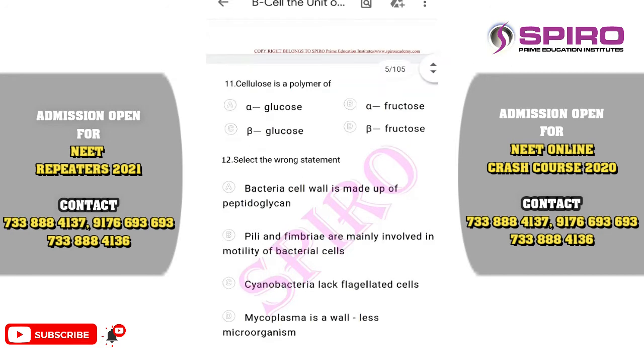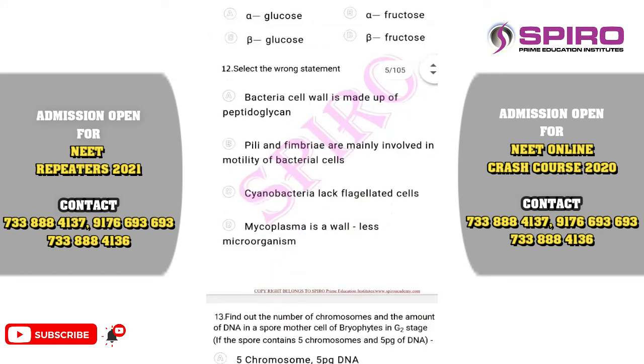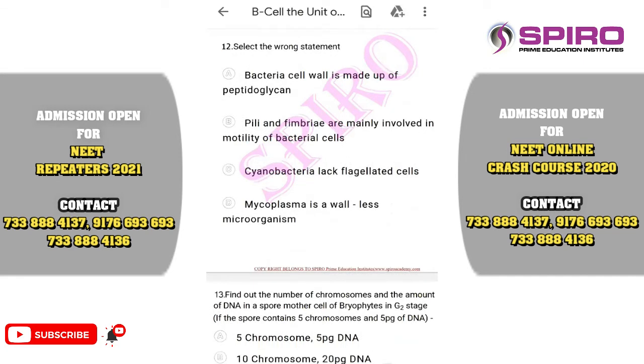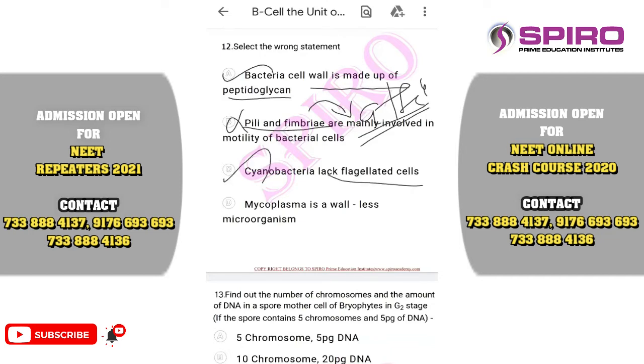Proceeding to the next question, find the wrong statement. Bacterial cell wall is made up of peptidoglycan. Yes, it is the correct statement. Pili and fimbria are mostly involved in the motility of bacterial cell. Dear student, this is a wrong statement because pili and fimbriae, the small bristle-like structures, help in attachment of the particular bacterial cell. It is not going to take part in helping motility. So this is the incorrect option. The cyanobacteria lack flagella. So this is also a correct option. And mycoplasma is a wall-less microorganism. So the correct option here is option B.